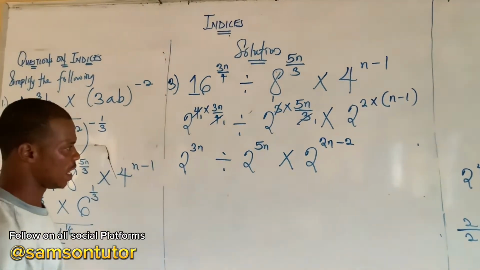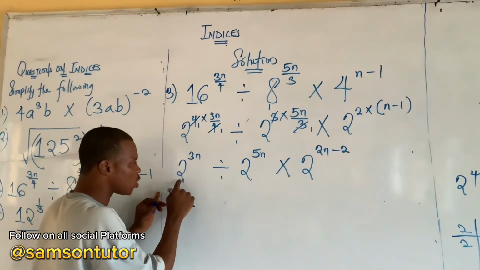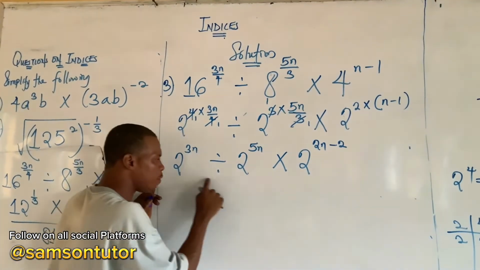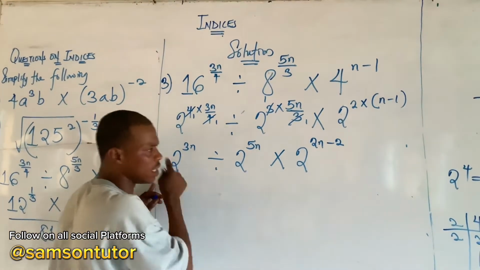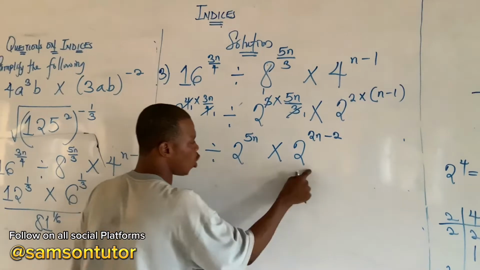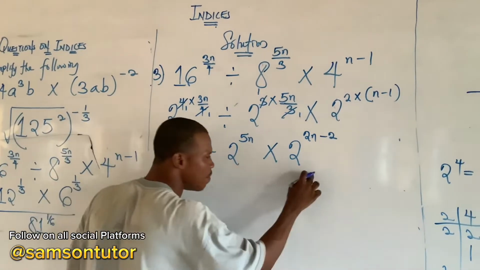So from here, this one will follow because they said 2 raised to power 3n divided by 2 raised to power 5n. This one follows the second law of indices. While this one follows the first law of indices, whenever we have the same base multiplying each other. So in this instance, they all have the same base.